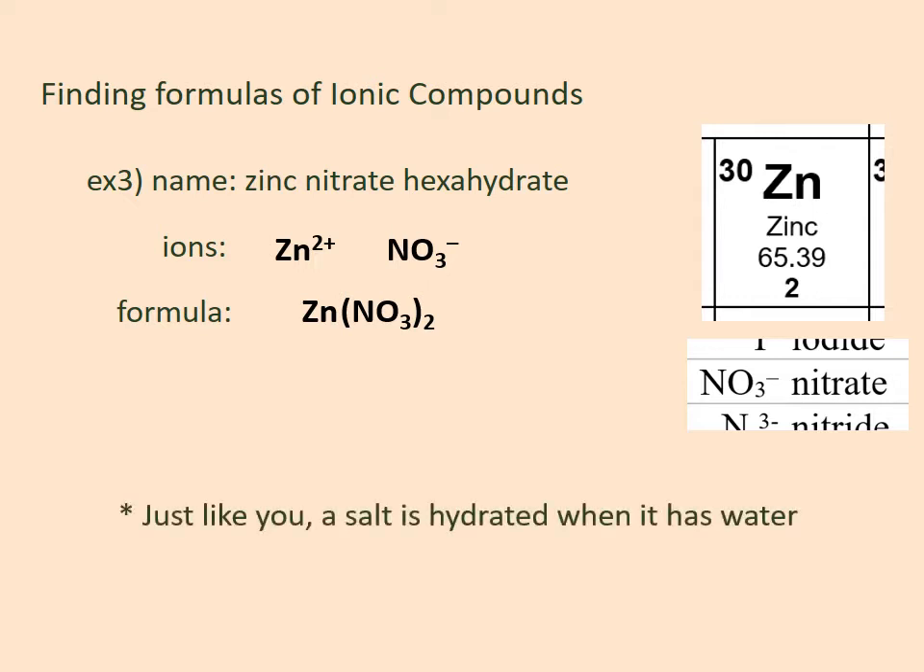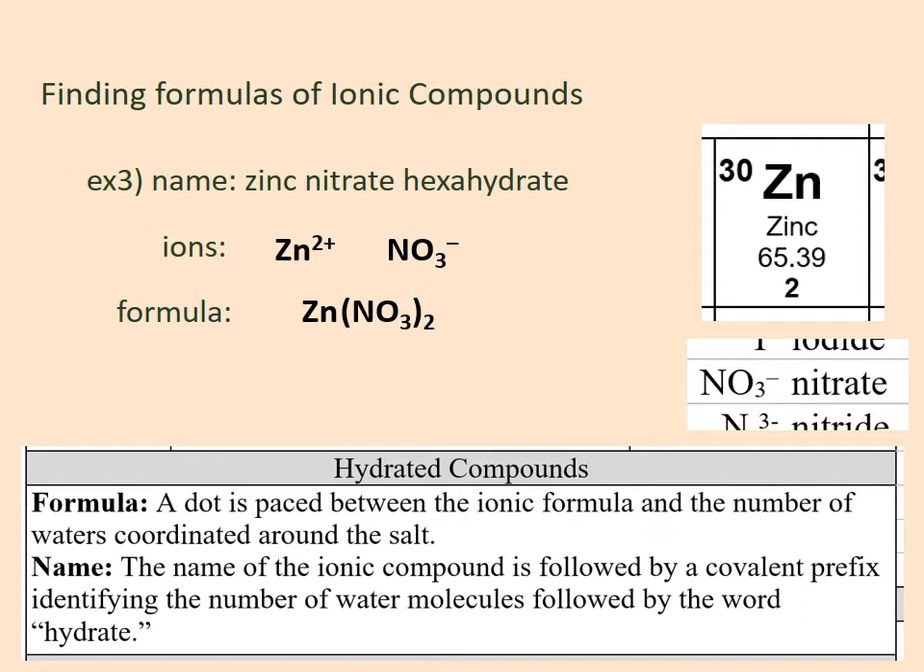Just like you, a salt is hydrated when it has water. On your formula sheet, you can find this box. It says, when we have hydrated compounds, a dot is placed between the ionic formula and the number of waters coordinated around the salt. I don't know how many waters are coordinated around the salt. If I look at name, though, it says the name of the ionic compound is followed by a covalent prefix identifying the number of water molecules, and then followed by the word hydrate.